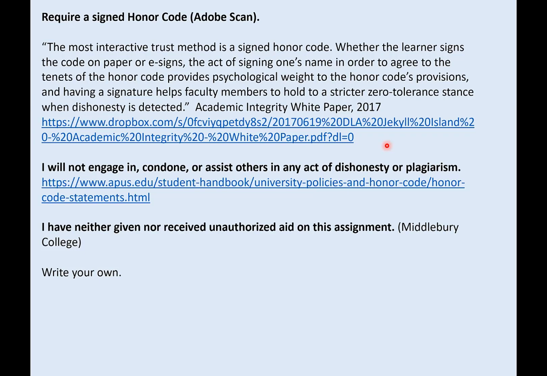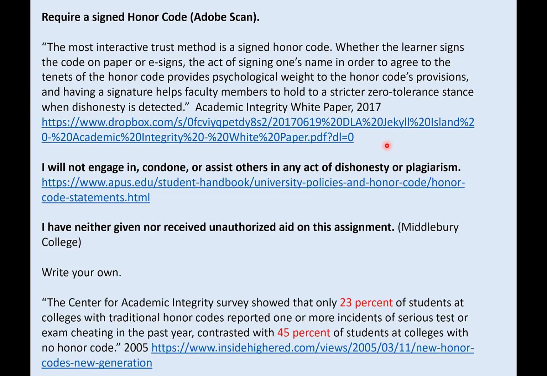And here's a little bit of data. It's from 2005. It's a little depressing, but it still shows a trend in the right direction. The Center for Academic Integrity survey showed that only 23% of students at colleges with traditional honor codes reported one or more incidents of serious test or exam cheating in the past year, contrasted with 45% of students at colleges with no honor code. So the numbers are really high. I mean, 23% of students, but still, there's a nice big 22% difference. So honor codes can actually make a difference.